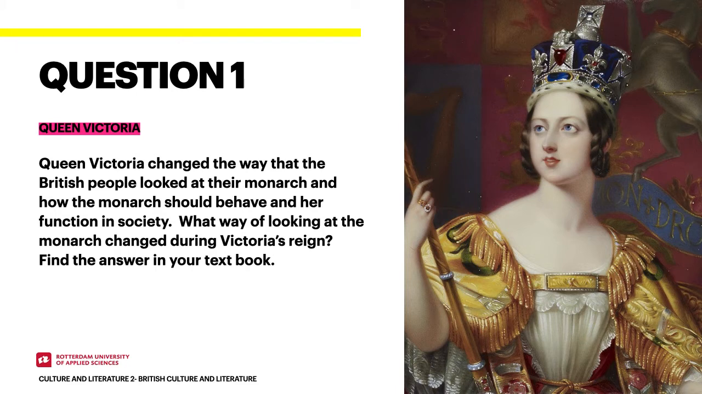Now, the first question that you have to have prepared for the online seminar is a question about Queen Victoria. Queen Victoria changed the way that the British people looked at their monarch and how the monarch should behave in her function in society. What way of looking at the monarch changed during Victoria's reign? You need to look in your textbook and find the answer, and make sure that you bring it with you.